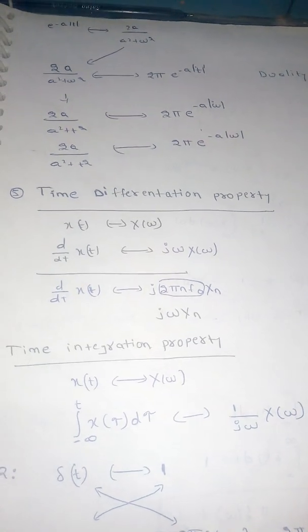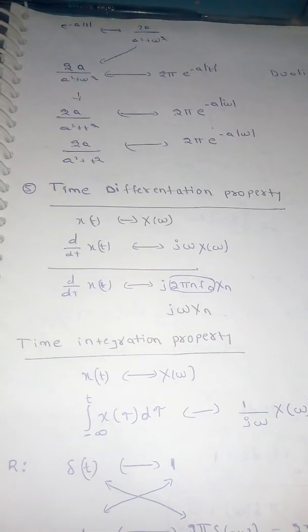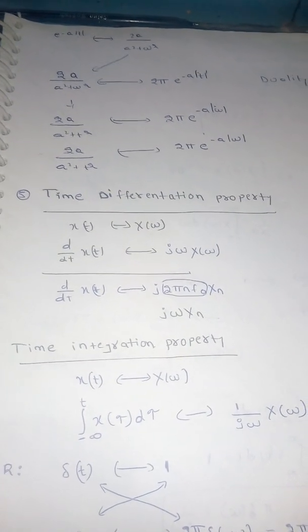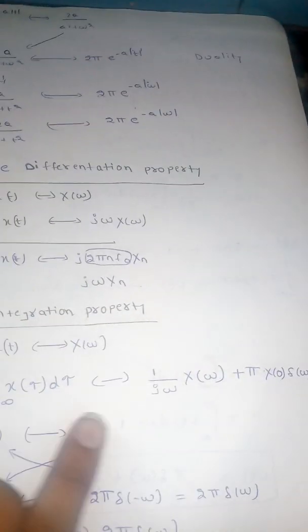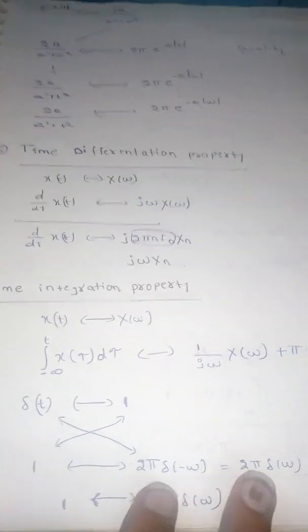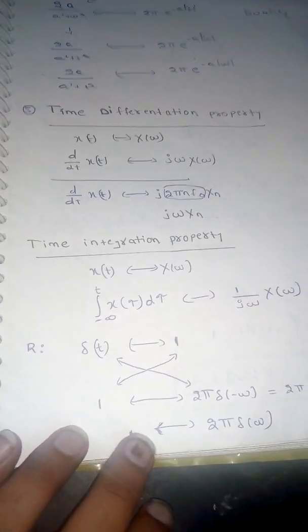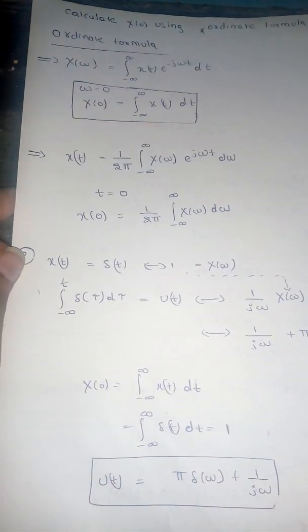Time differentiation property: d by dt of x of t equals j omega x of omega. Time integration property: integral from minus infinity to t of x of t dt equals 1 by j omega x of omega plus pi x of 0 impulse of omega. We derive the step function Fourier transform from this only. One Fourier transform is 2 pi impulse of omega, or 1 Fourier transform is impulse of f. So this is the derivation of the step function Fourier transform.